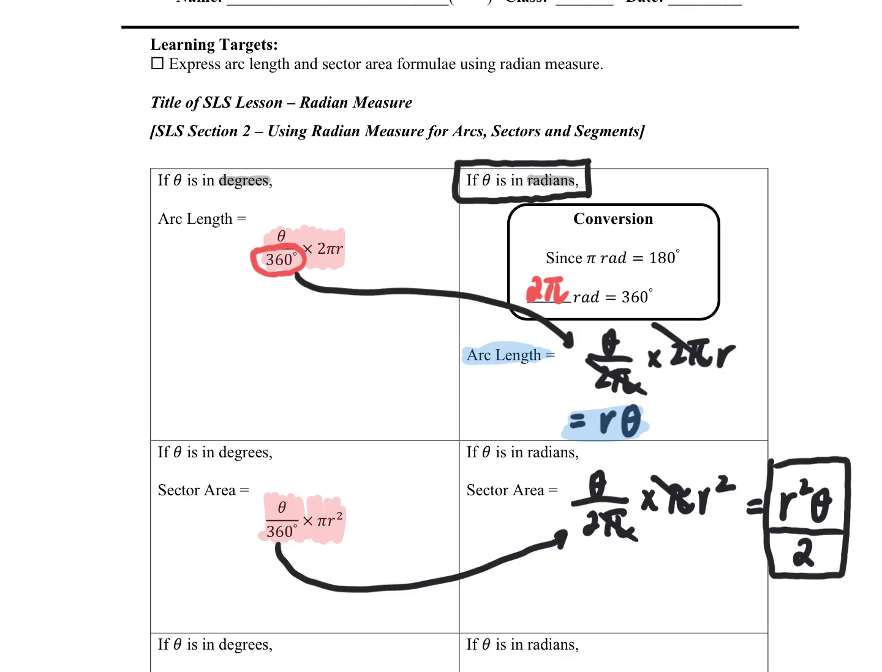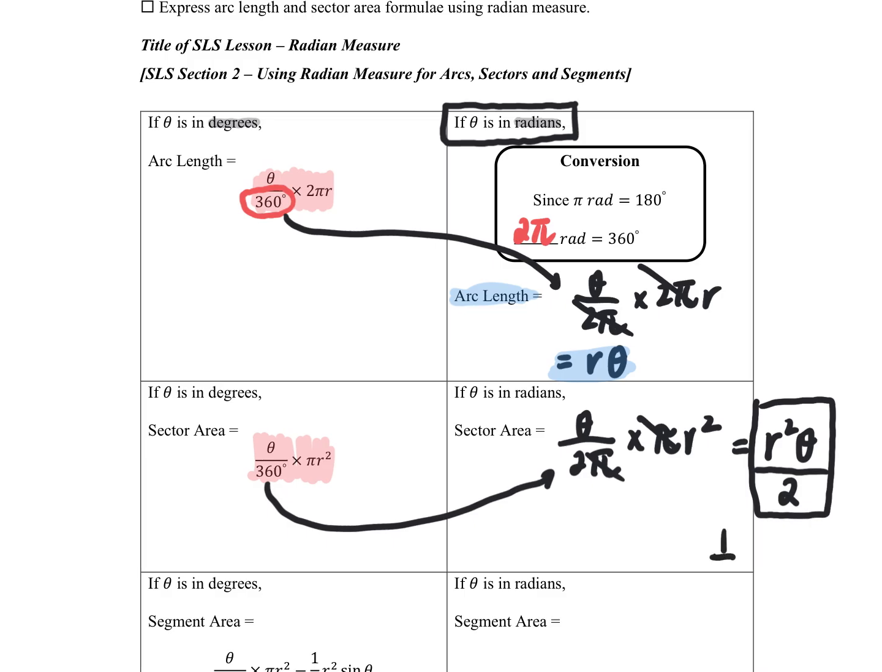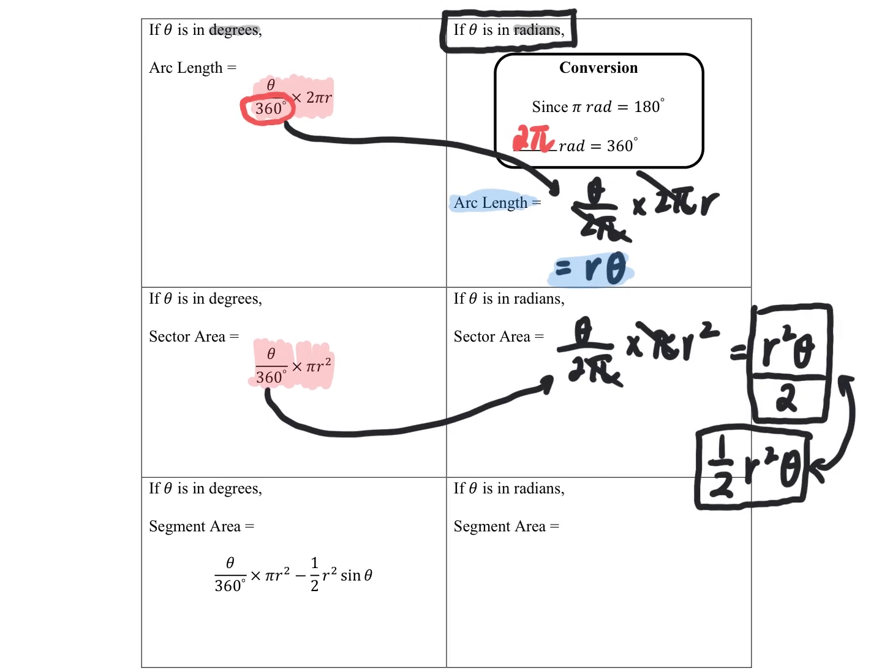So this is the other formula. Some textbooks write it as half r square theta. Actually, it's the same thing. Divide by 2 and multiply by half is the same formula. Okay, last formula is nothing new.